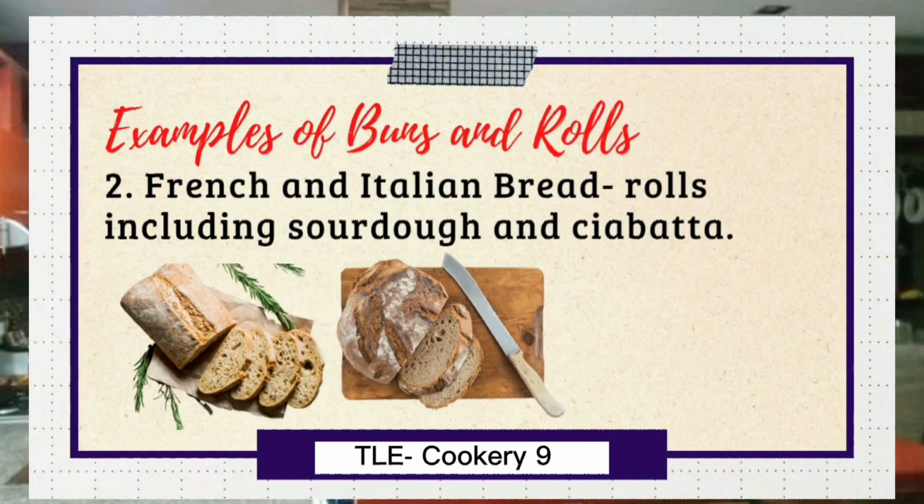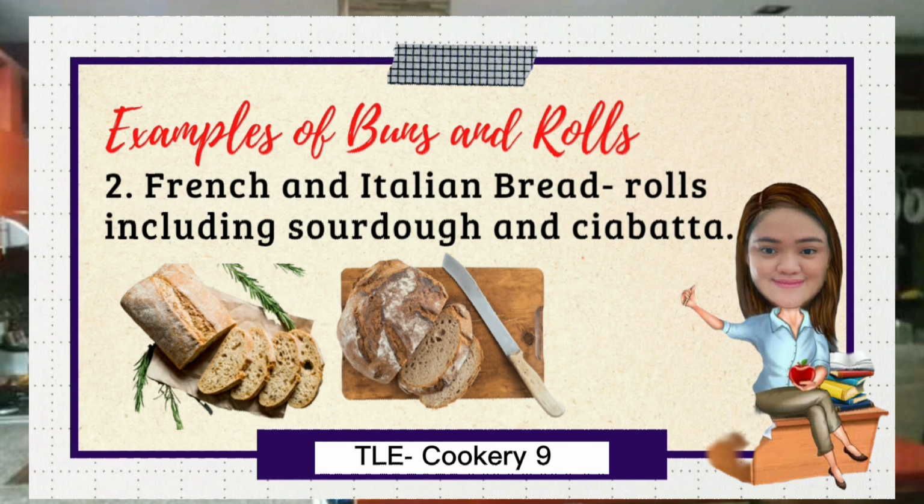Another example of buns and rolls, French and Italian bread. Rolls include sourdough and ciabatta. Split horizontally, it works well for grilled sandwiches.